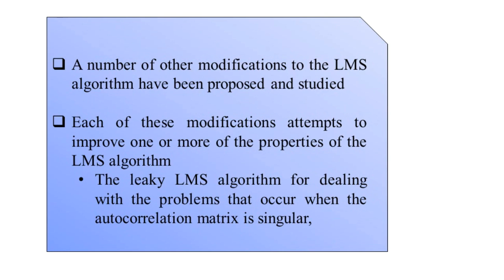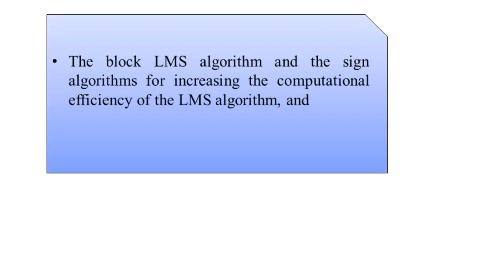The first one includes the Leaky LMS algorithm, that is for dealing with the problems that occur when the autocorrelation matrix is a singular matrix. Next, we have the block LMS algorithm and the sign algorithms for increasing the computational efficiency of the LMS algorithm. And at the last, we have the third type, that is the variable step size, that we can abbreviate as VS algorithms, for improvement of the speed of convergence.